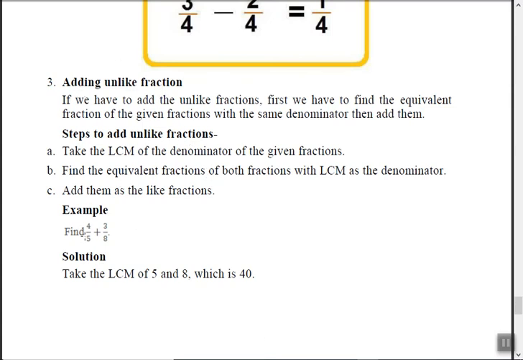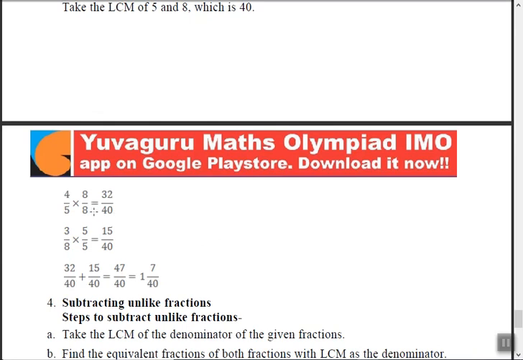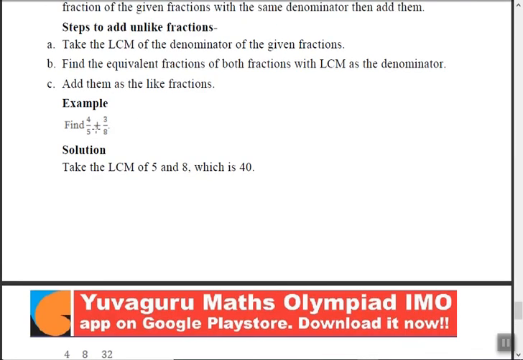So here like this. 4 upon 5, 3 upon 8. So what you do is first find the LCM of these denominators 5 and 8. So what is the LCM of 5 and 8? It is 40. So try to convert these denominators to 40 now. Okay. How will you convert 5 into 40? 5 8s are 40.